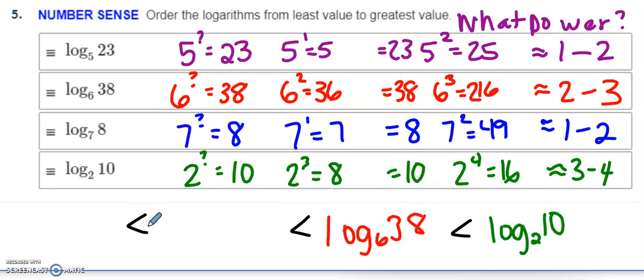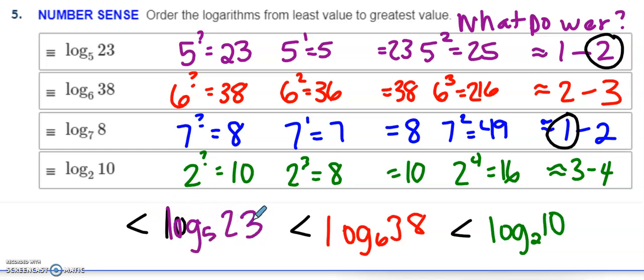And now this is where it gets a little bit trickier. So we are looking for a number between 1 and 2. 23 is pretty close to 25. 8 is pretty close to 7. So this one's going to swing closer to the 2 range. This one's going to swing closer to the 1 range. So we're going to have, that should have been written in purple, log base 5 of 23. And then our least one is the one that's closest to 1, which should be log base 7 of 8. Okay?